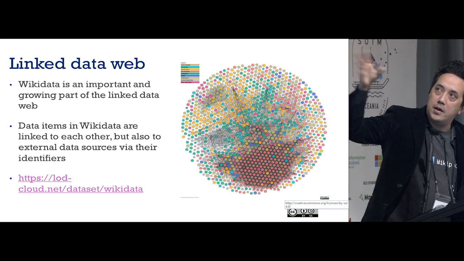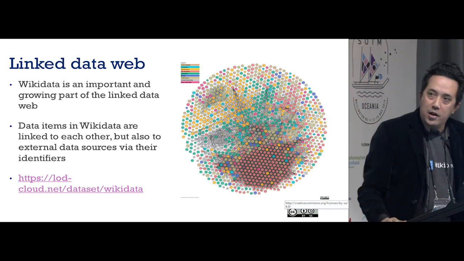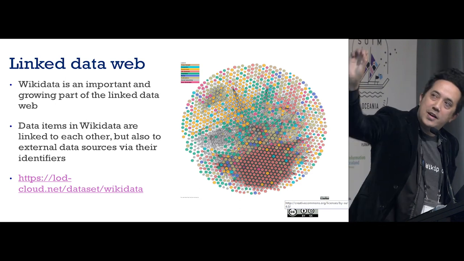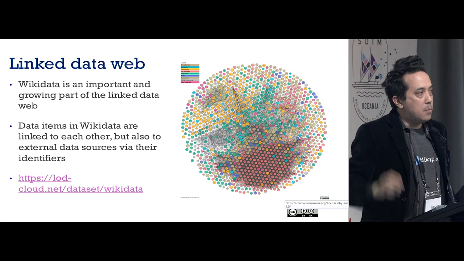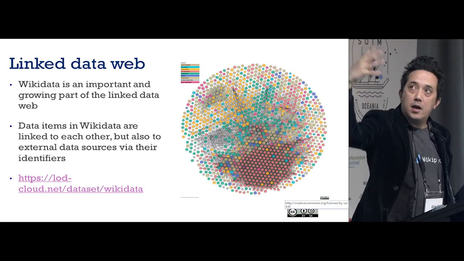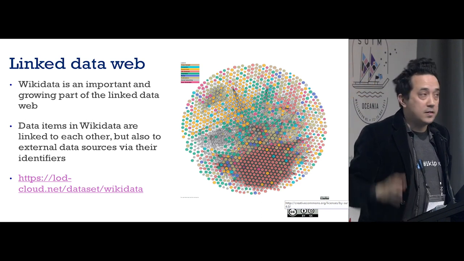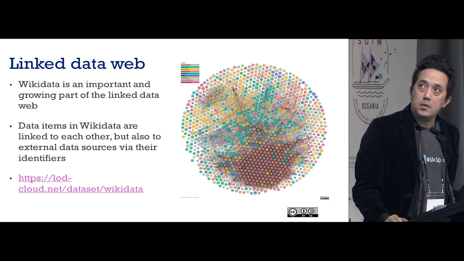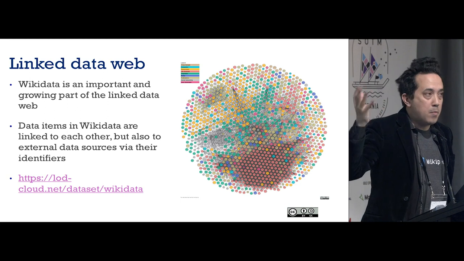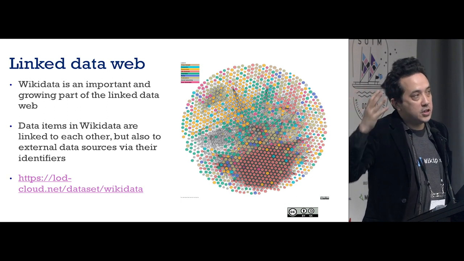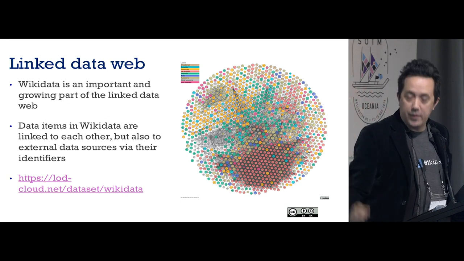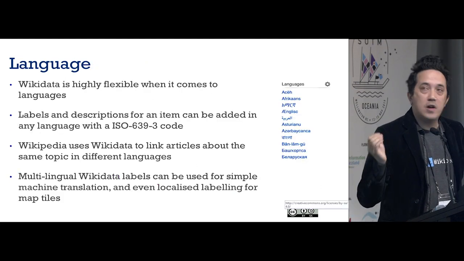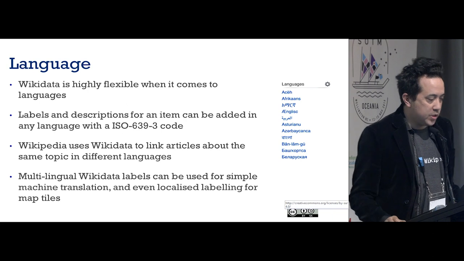So this is a diagram from the website lod-cloud.net, where Wikidata is one of those little circles, but it joins to hundreds of other linked data sources via those identifiers. So that makes it a very powerful and important part of those, because you can link it to all sorts of other data sets. Language: Wikidata is very, very flexible when it comes to languages.